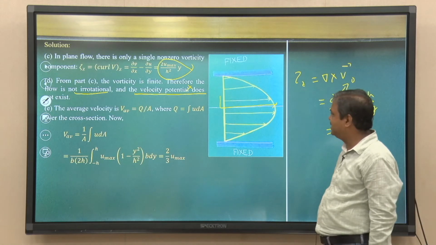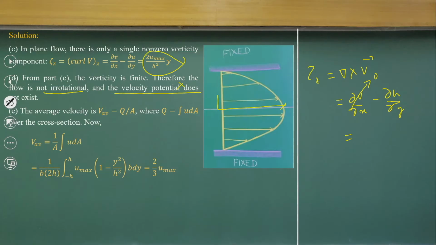It is very easy. If I consider this discharge, which is the integral of u dA, velocity times area, integrated from minus h to plus h and divided by this area, I will get the average velocity. B is the dimension perpendicular to this plane, which is a unit dimension, that we can sometimes consider. This is the dy, so we will get the average velocity.